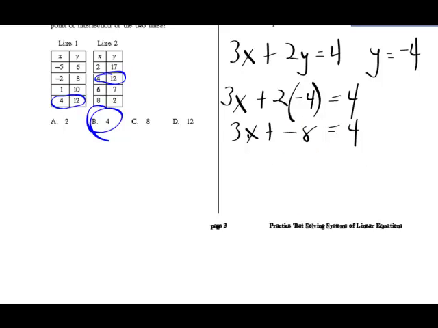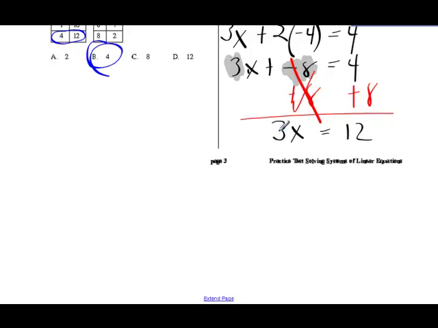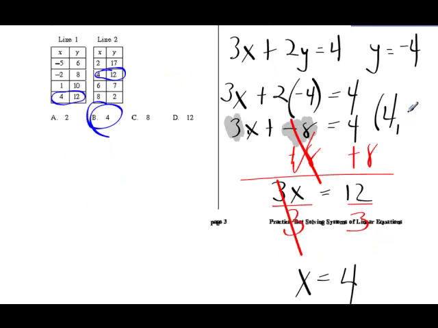I got to get this by itself. So if I were to highlight, this is what I would highlight. So what's got to go first? So what's the opposite of the negative 8? Negative 8. Okay, always do that part first. Now we deal with the part that's attached next to it. So the opposite of multiplying by 3 is dividing by 3. So x equals, so, all right, what's my point? There you go, 4, negative 4. Make sure you put x first, then the y second. All right, good job.